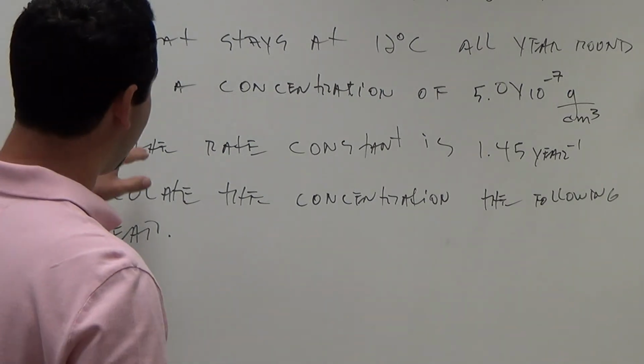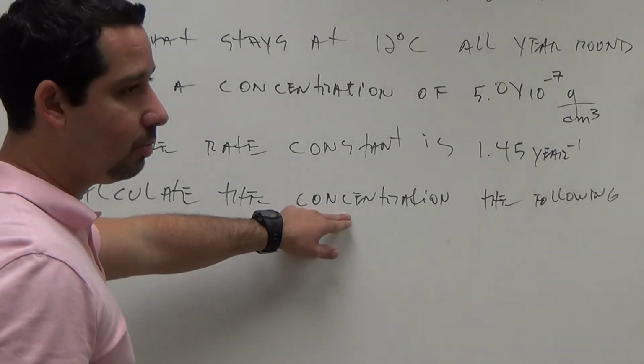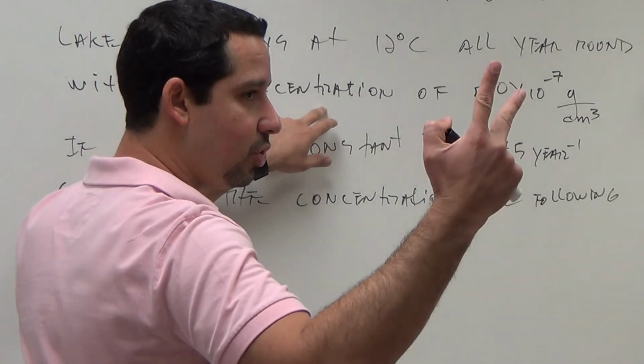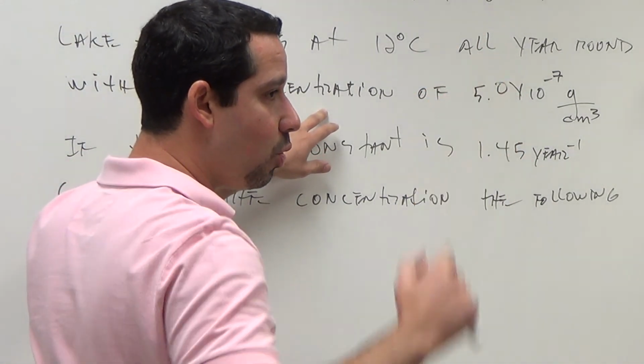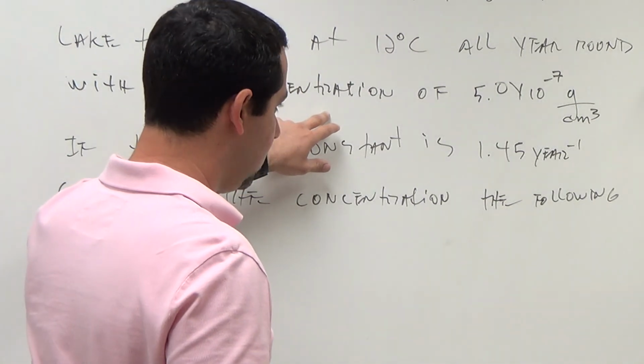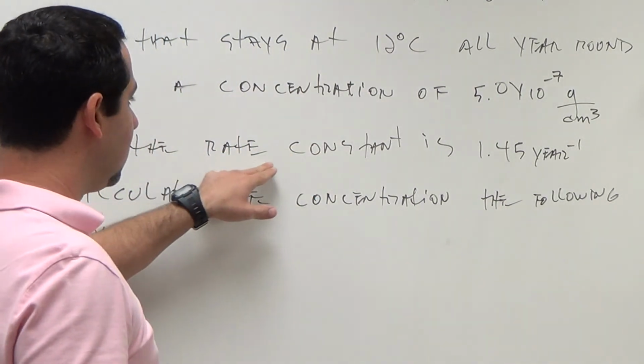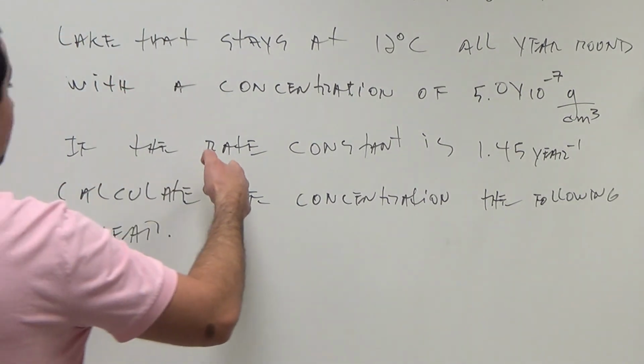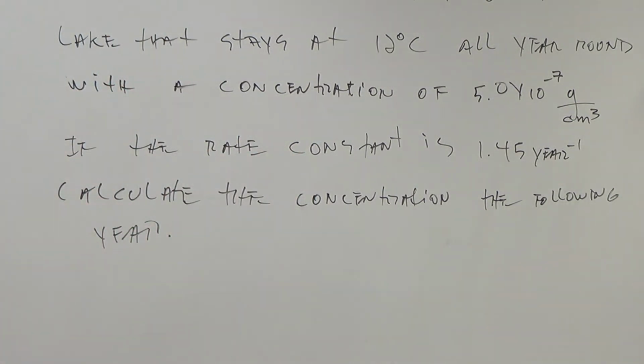This is asking about concentration, and they gave us an initial concentration. So how many concentrations is that? 2. One initial, one final. Yes? And then it's giving us a what? No, not a constant. It's giving us a rate constant. And when it gives us a rate constant, what topic of chemistry is this?